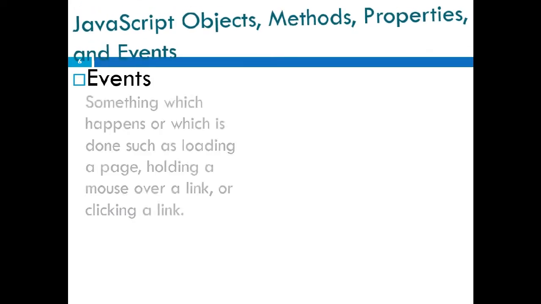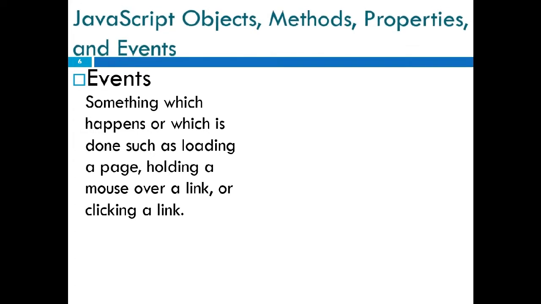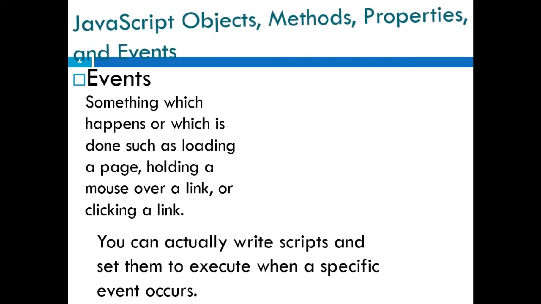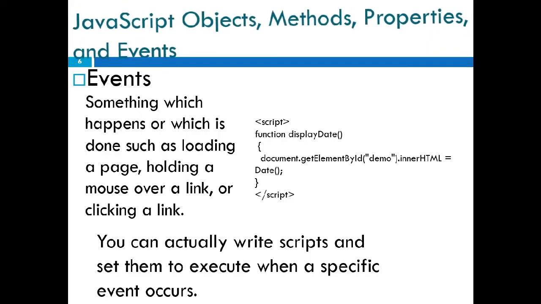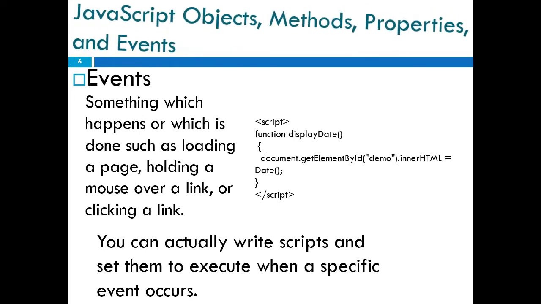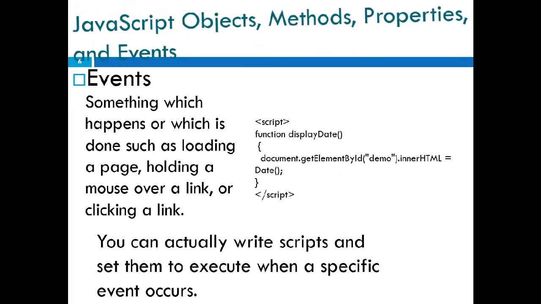Here in events, it refers to something which happens or which is done, such as loading a page, holding a mouse over a link, or clicking a link. You can also write scripts and set them to execute when a specific event occurs. So we have here an example of a function displayDate with the document.getElementById method to display the current date.